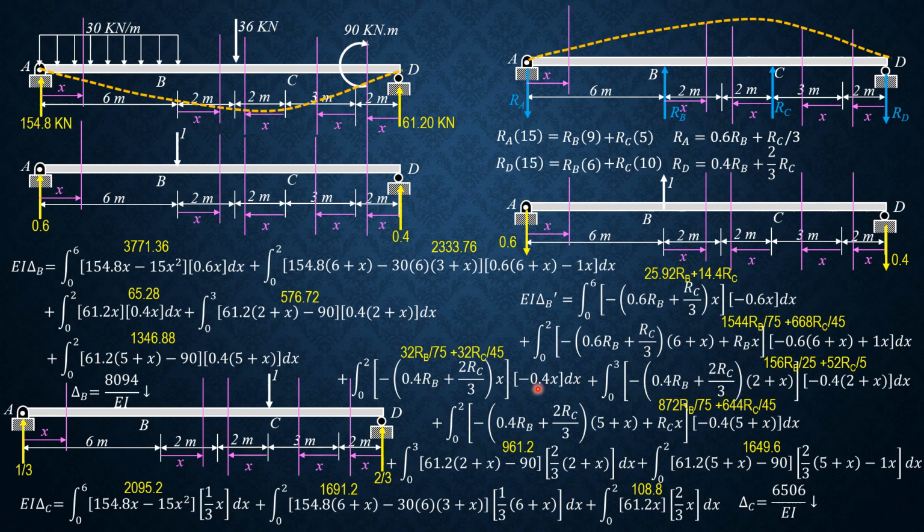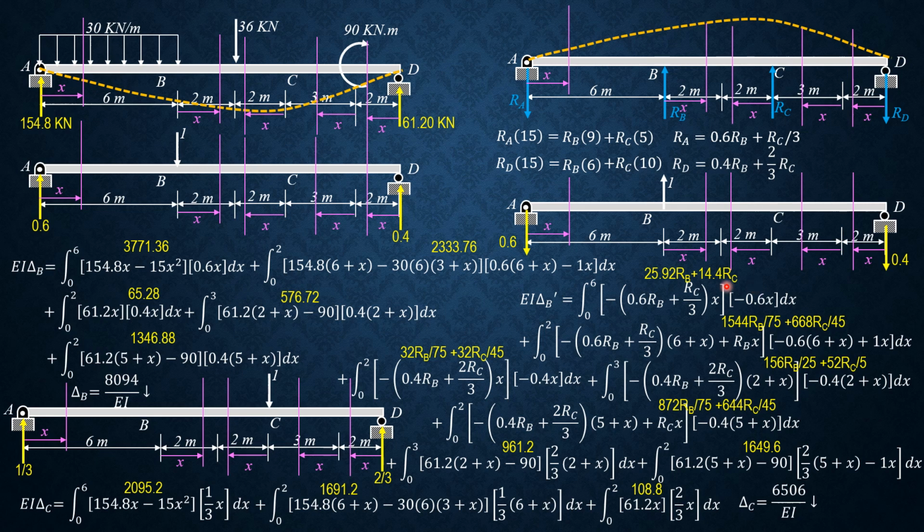For this next integral, we have 32 over 75 RB plus 32 over 45 RC. For this integral, we have 156 over 25 RB plus 52 over 5 RC. And for this last integral, we have 872 over 75 RB plus 644 over 45 RC. So combining, we can now solve for delta B prime, and let's have that on the next slide. We don't have space here.